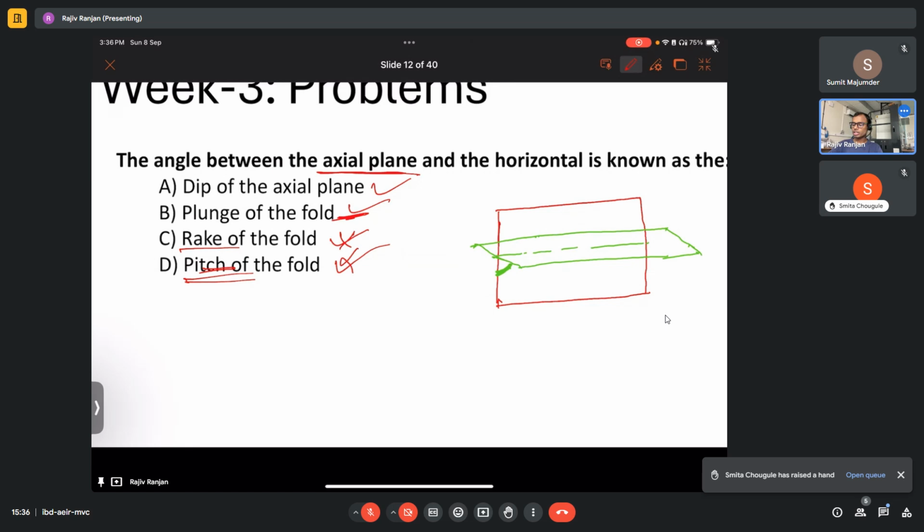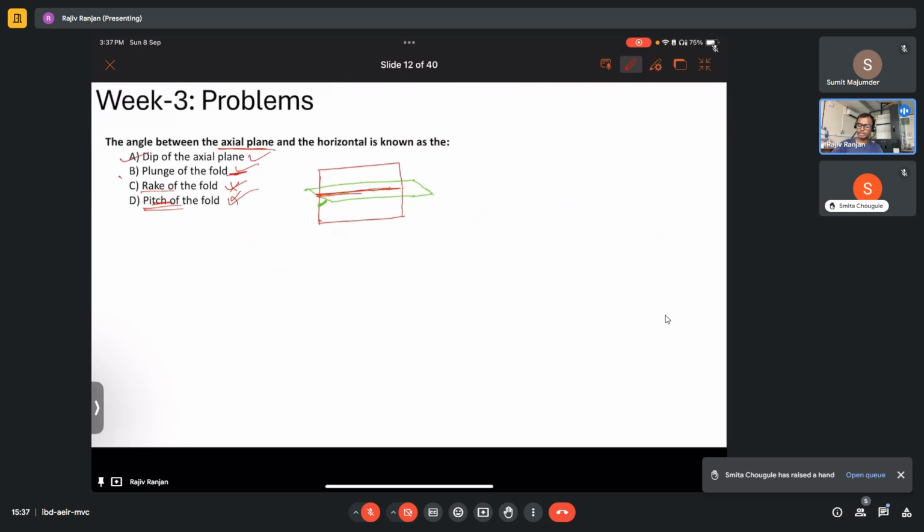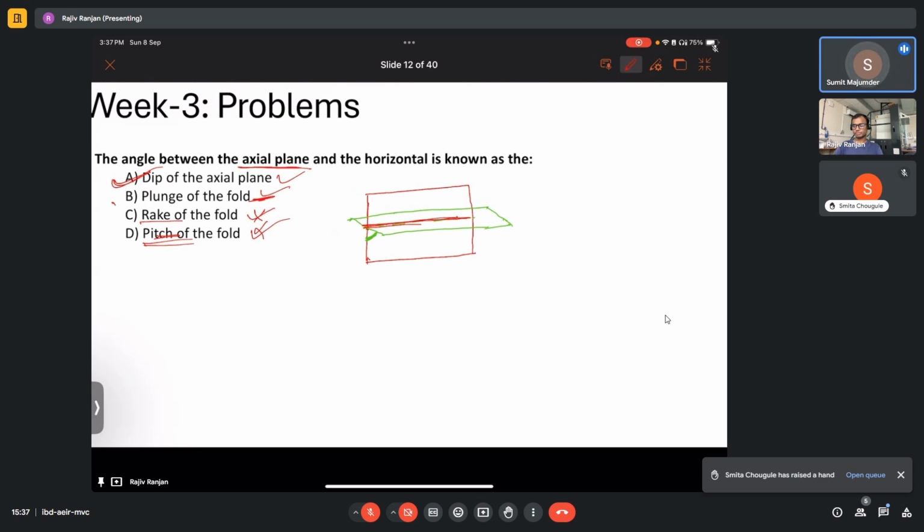Plunge of the fold is what? Plunge of the fold is the angle which the hinge line makes with respect to the horizontal. So the correct option is A. Sorry, Sumit, I wanted you to think a little bit so that you understand the problem. Option A is right: in this case, the plunge of the fold is the angle above the horizontal plane.